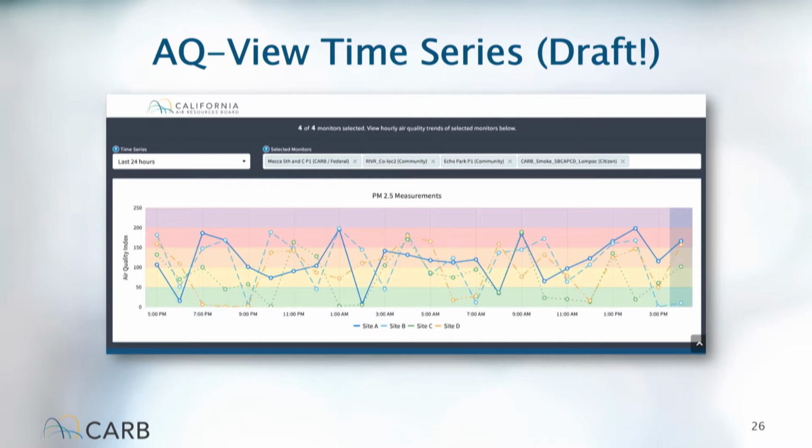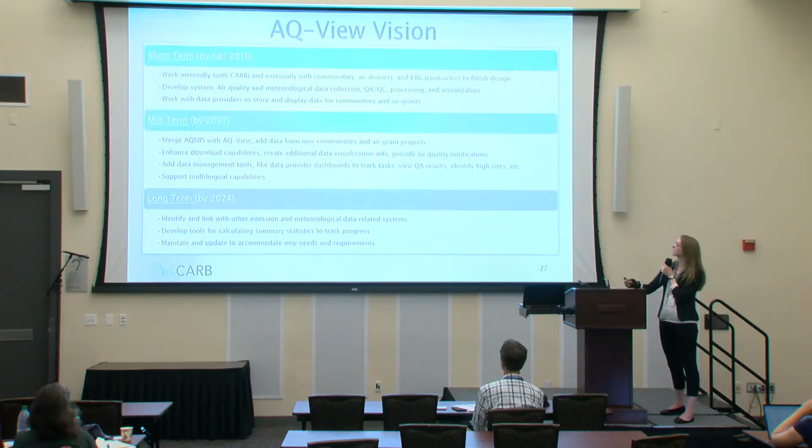But you can see that the concentrations will match the color that is on the map for the monitor. And so, for example, if all of the values were green throughout the day, the background would be green for the time series. And we have different timescales we can look at, past 24 hours, past week, past month. And so this is another feature that we have in our AQVIA system.